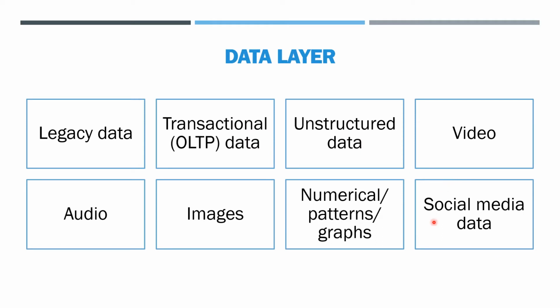Okay, we already discussed prior to the chapters about the next generation data warehouse. We have data from across the enterprise that will be integrated and presented to the users for business decision making and analysis purposes. All this data in the new platform will include legacy data, transactional OLTP data, unstructured data, video, images, audio, numerical or patterns or graph, and also social media data, all this type of data.